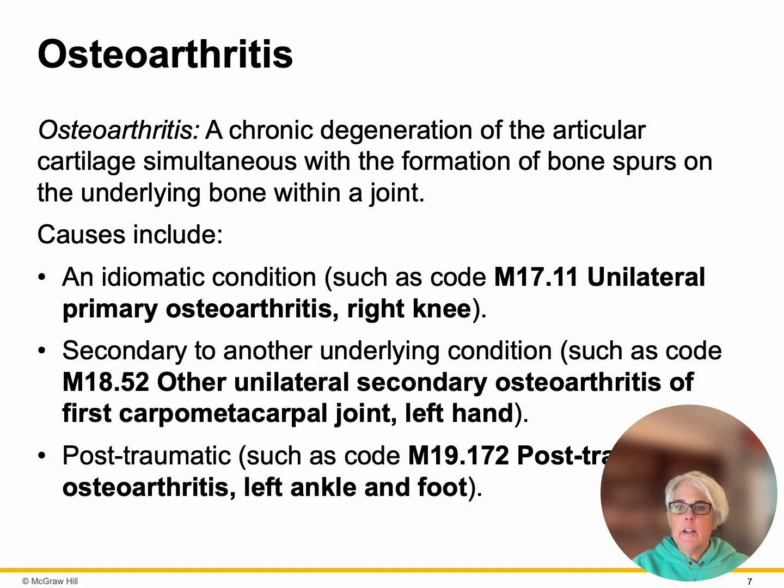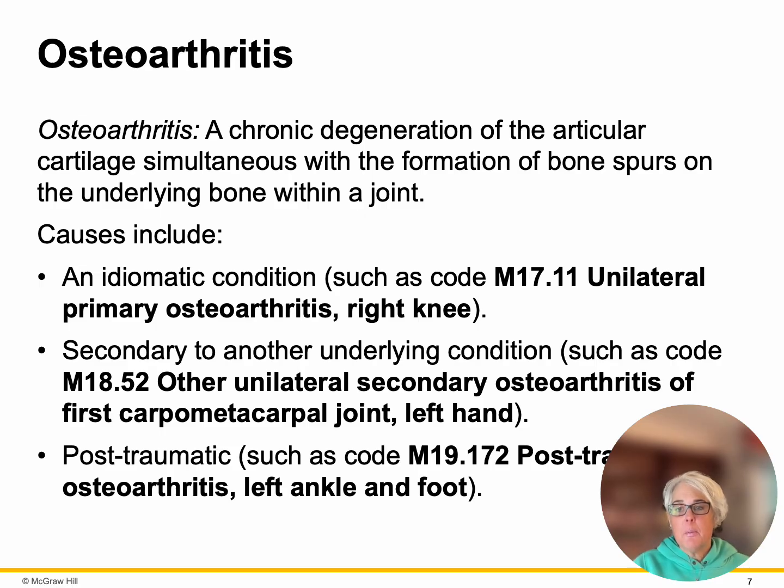OA is a chronic degenerative condition of the articular cartilage with associated bone spur formation. Osteoarthritis can be primary idiopathic, where there's no real clear underlying cause. It can also be secondary, which is due to another condition such as prior injury or deformity. It can also be post-traumatic, which occurs after a documented injury.